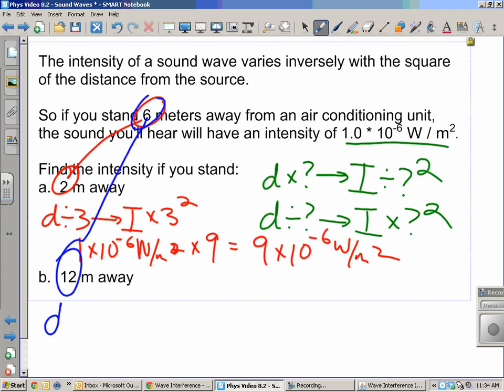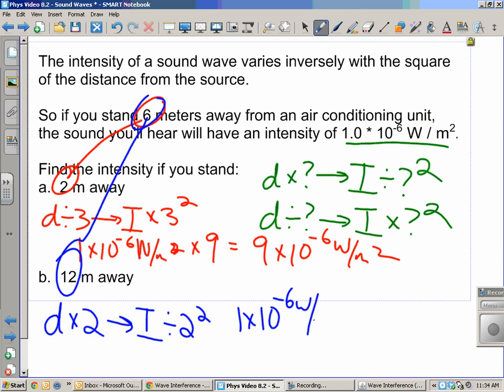And then in this bottom example, now the distance went from 6 up to 12. So now the distance is getting multiplied by 2, which means my intensity is going to get divided by 2 squared. So I'm going to take 1 times 10 to the negative 6th watts per square meter and divide it by 4 to get 2.5 times 10 to the negative 7th watts per square meter. So, that's the deal with intensity.